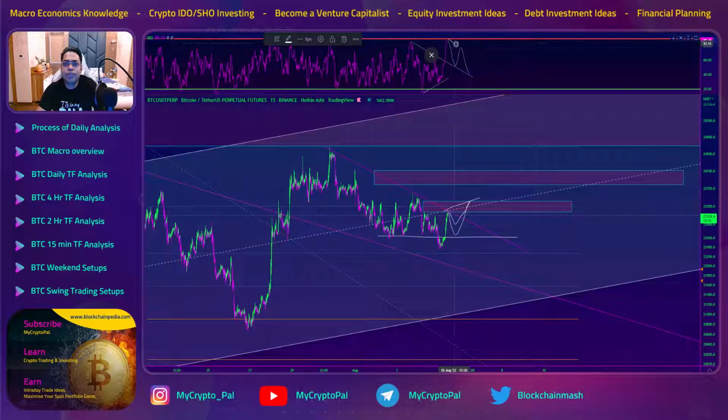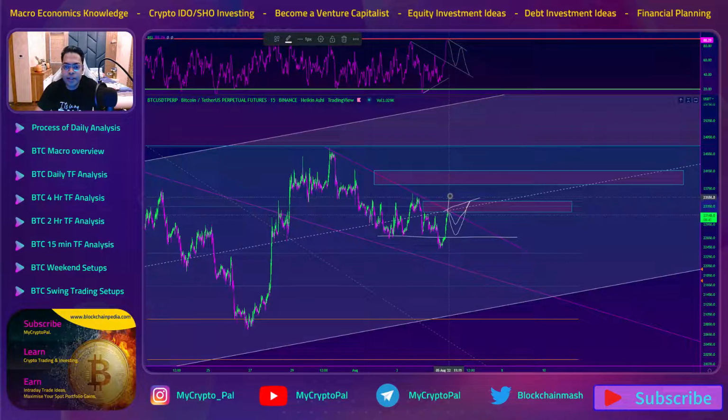Okay, so this would prove that there is a lower high on RSI and a higher high on price action. So this will be the first bearish sign. Okay, but this is the 15 minutes, so you would want to see such a sign on the 1 hour time frame before exiting your longs and opening shorts.